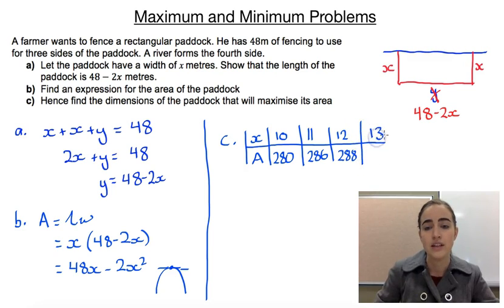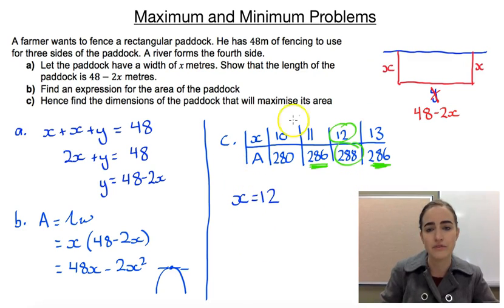Let's keep going. So 13 metres wide, we'd have 48 times 13 minus 2 times 13 squared, which would give us 286. So that means we've come back down again. So our maximum value: because this 286 here and this one here, because our parabola is symmetrical, if they have the same value, then exactly halfway between them is going to be our maximum. So exactly halfway between 11 and 13 is 12. So our x value of 12 is going to give us the maximum area. So that means that x equals 12 will give us the maximum area.